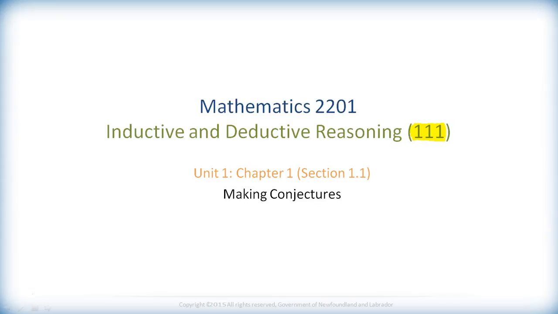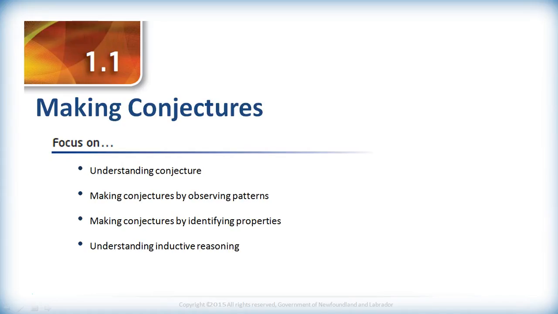I don't know why. Okay, so inductive and deductive reasoning, we're still talking about making conjectures in that first unit here. So the same stuff, remember what we already saw: we tried to understand what a conjecture is, how we make them by observing patterns and by observing properties, and how we understand inductive reasoning, which is the kind of reasoning we use for making our conjectures, by looking at evidence and making a guess.